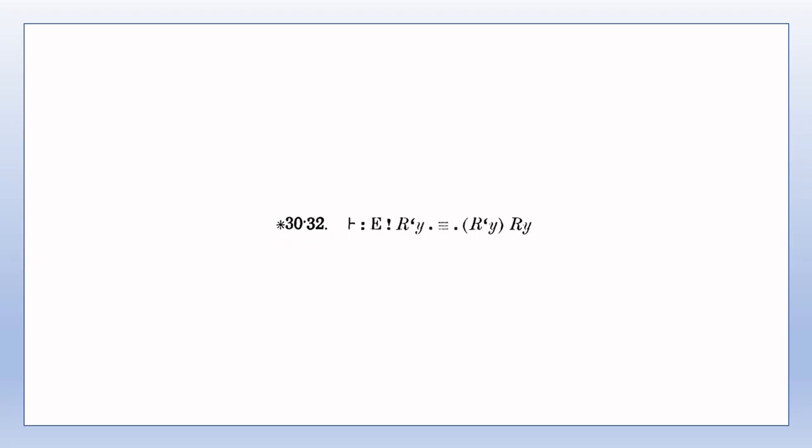For example, 30.32 shows that the proposition that r primed y exists is equivalent to the proposition that r primed y has the relation R to y. And of course, this is entirely expected. If this were not the case, then it would potentially indicate a serious flaw in the definition of r primed y, as it would not seem to behave in the way that we would really like it to behave.